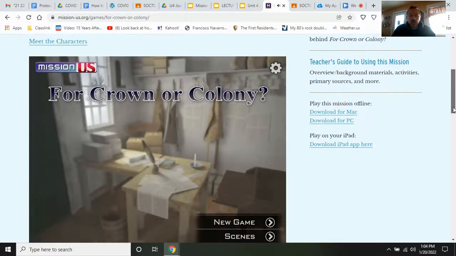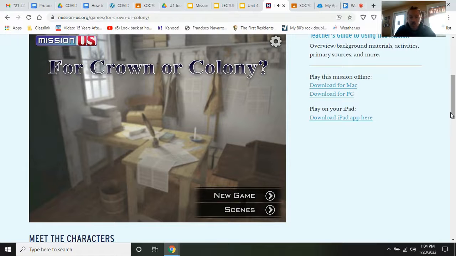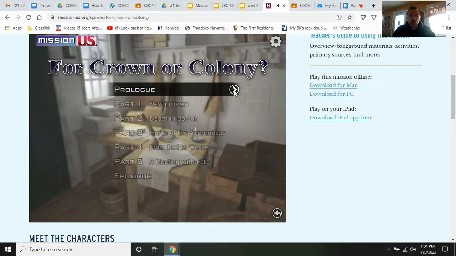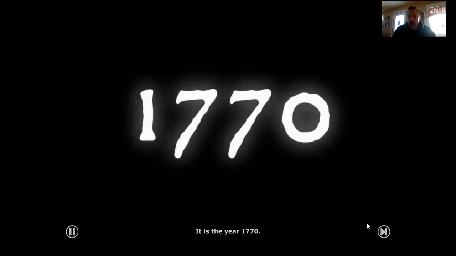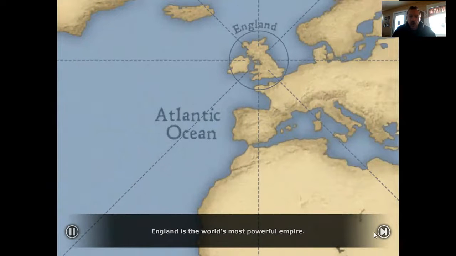But once you load it, well, maybe you'll hear the sound playing in the background. Once you load it, you're going to choose New Game. And you're going to choose Prologue. That's where you start. And you're going to listen to what is being said. And I'm actually going to try to mute that because I want you to listen to that on your own.